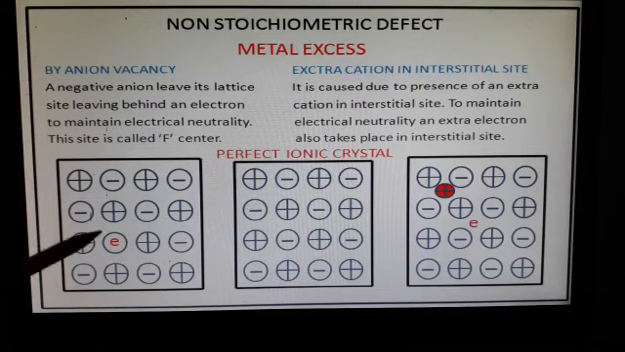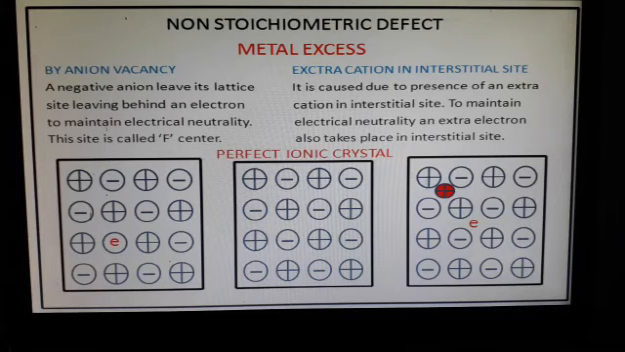So here is the definition now: if an anion leaves its space and leaves behind an electron to maintain electrical neutrality, the defect is known as anion vacancy. And this center where the electron is present is known as F center. Underline this line, very very important line. The question is, what is F center? F center means a negative ion leaves its space and leaves behind an electron to maintain electrical neutrality. So this site is known as F center. F means Farbe center, which means color producing center.